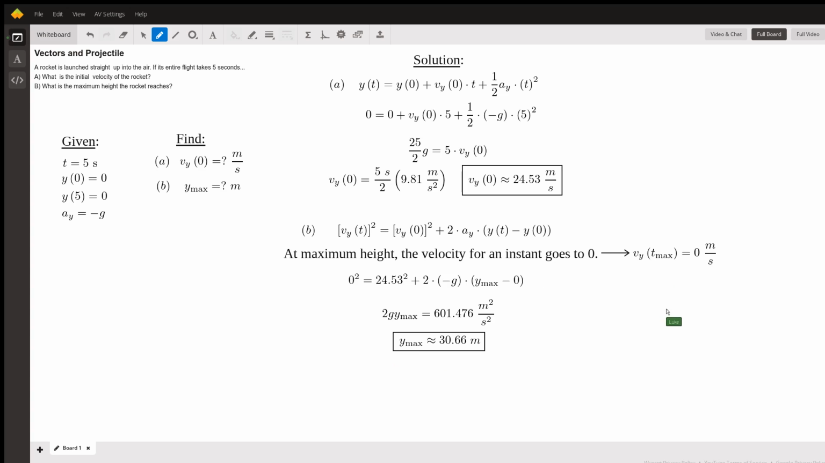You could have also done it where you used this equation again, the y of t equals that. You could have stated that whenever it gets to that maximum height, it would be at half of the total travel time, so 2.5 seconds, and you could have plugged in values there. Both ways work, and they actually do both end up getting the 30.66. You can verify this on your own calculator, but I hope this helps with working with the kinematic equations.